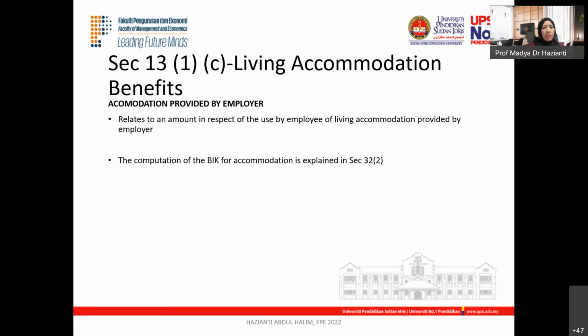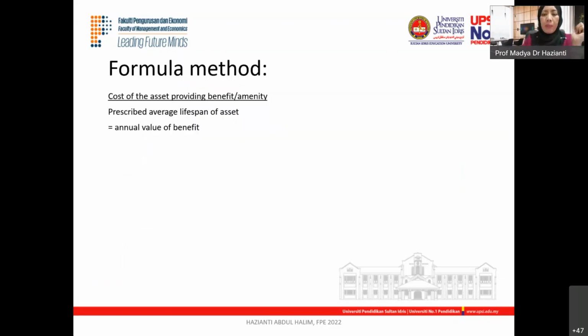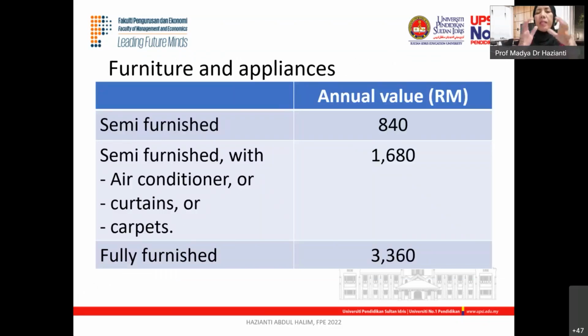Next is living accommodation. Section 13(1)(c). Nampak tak tadi section 13(1)(b) tadi the furniture. Furniture and appliances sahaja, not rumah. Rumah kita tak masuk dalam section 13(1)(b). Rumah tu duduk dekat section 13(1)(c) sebab under 13(1)(c) kita nak tengok unfurnished house.